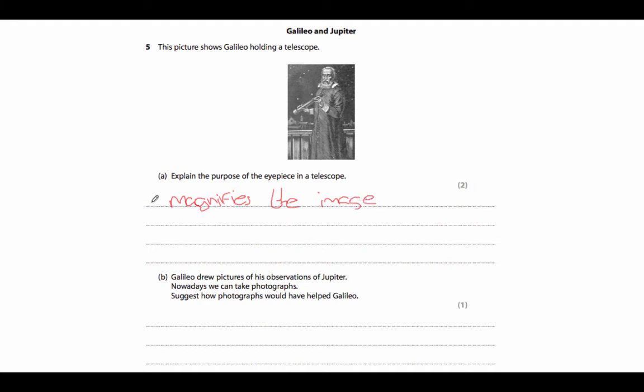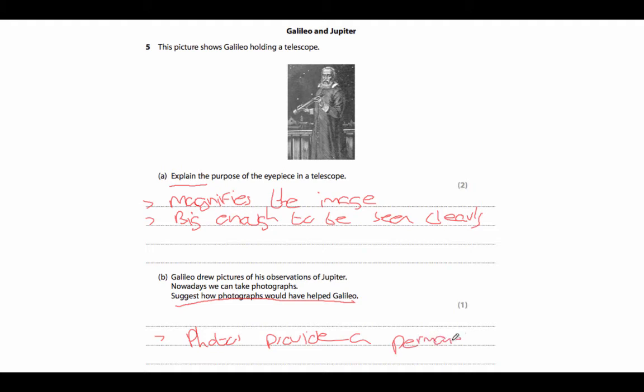And then why is that useful? Big enough to be seen clearly. Yeah, because they're asking to explain. So just by magnifying, you're giving me a description, but then why is magnifying useful? Because it's big enough to be seen clearly. Galileo drew pictures of his observations of Jupiter. Nowadays we can take photographs. Suggest how photographs would have helped Galileo. But what's the one benefit of photographs? The one major benefit? The major benefit is you can keep photos. So photos provide a permanent record.